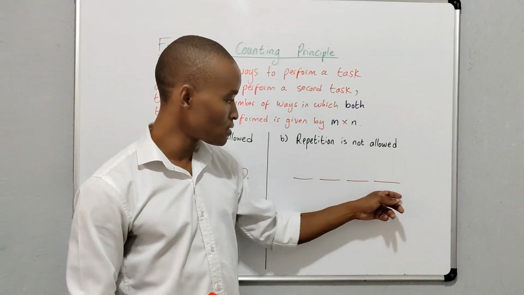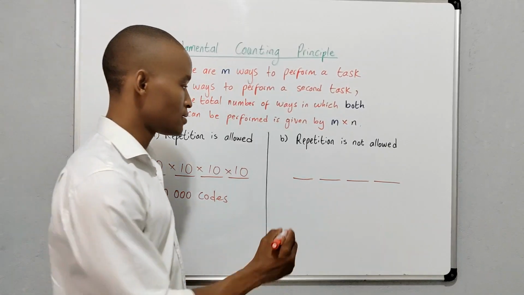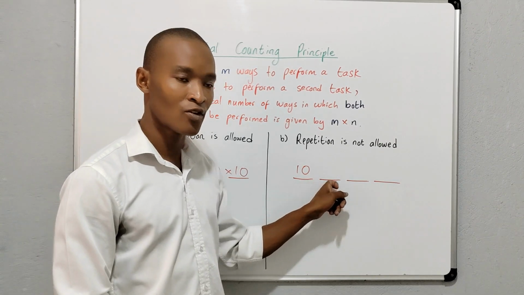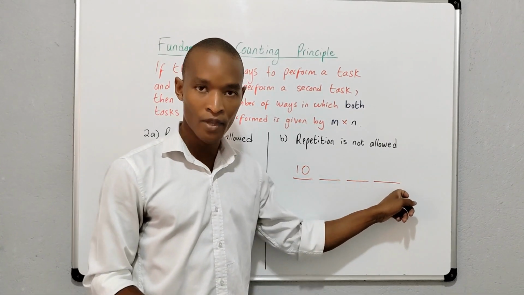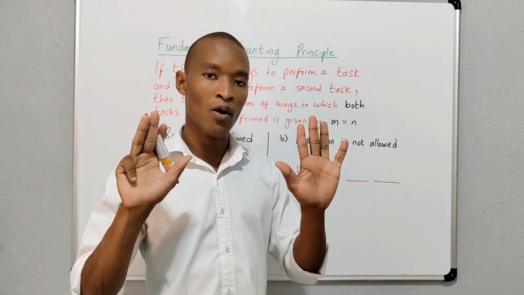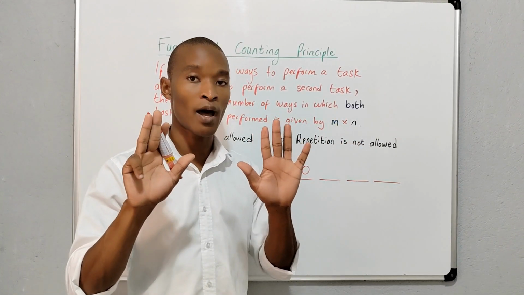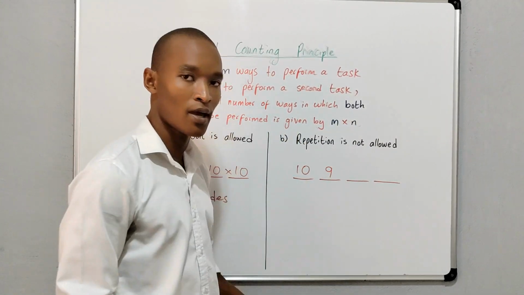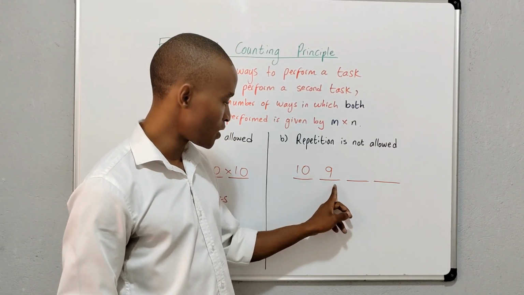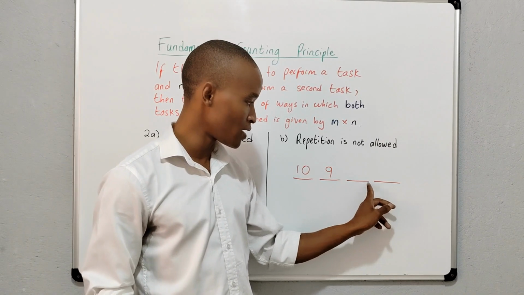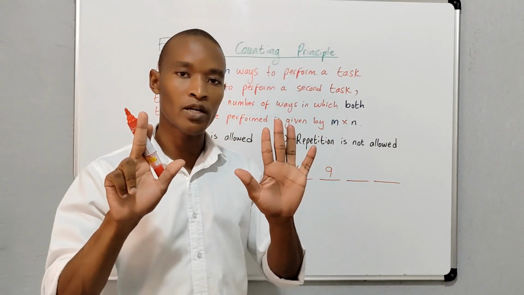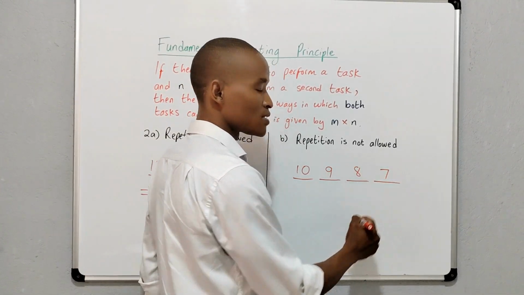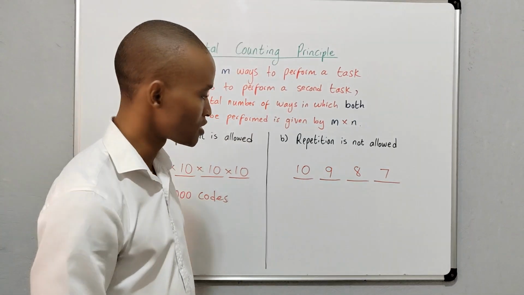So again, there are 4 places. In the first place, we're choosing from 10 numbers. But whatever number that we place here cannot be used there, there, or there. So from 10, we're going to reduce our choices of numbers to 9 now. For the second place, we are now choosing from 9 numbers. And whatever numbers that we have placed in the first 2 places cannot come there or there. So from 9, we are reducing the number of choices to 8. So you can now imagine or predict that will be 7, because repetition is not allowed.